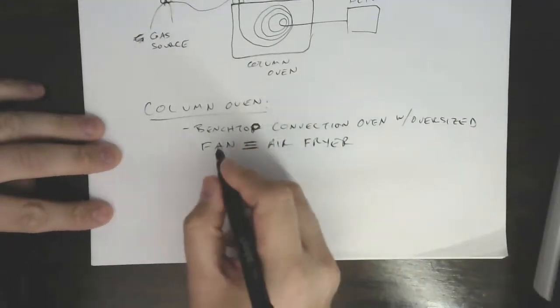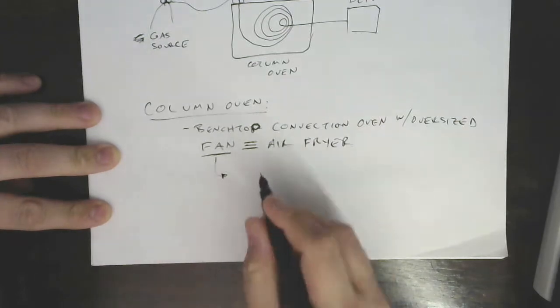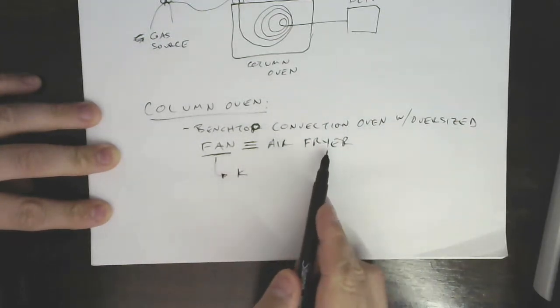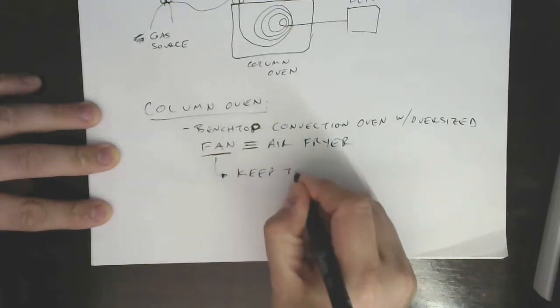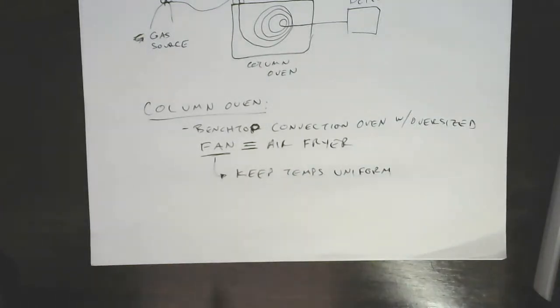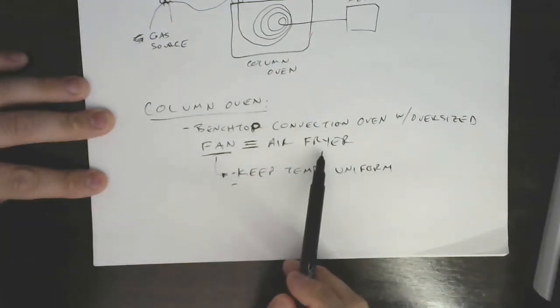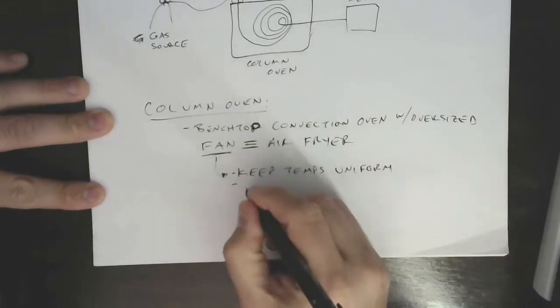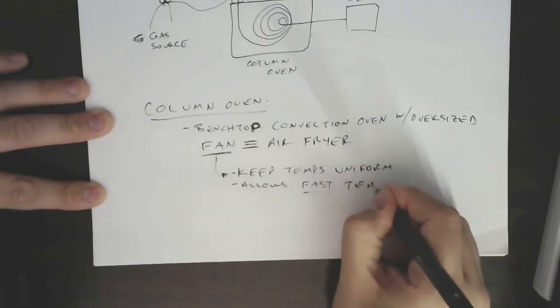But there's a reason for this. Let's just be clear: why do we use a convection oven? Why do we have this giant fan? The giant fan is used, the same reason it's used in an air fryer or in your convection oven if you use one for baking, to keep temperatures uniform everywhere. You want a nice uniform temperature in every portion of your column. But it also does a second really important thing, that's less important for air frying or baking cookies. It allows fast temperature changes.